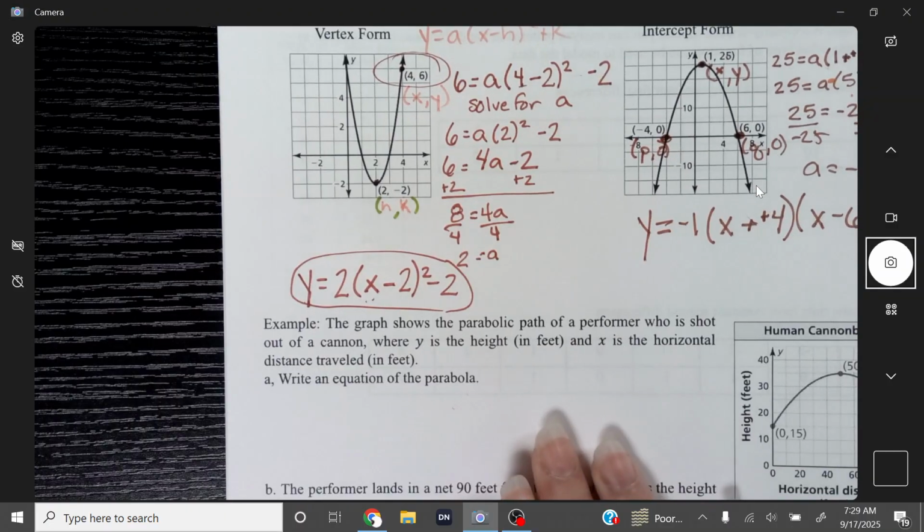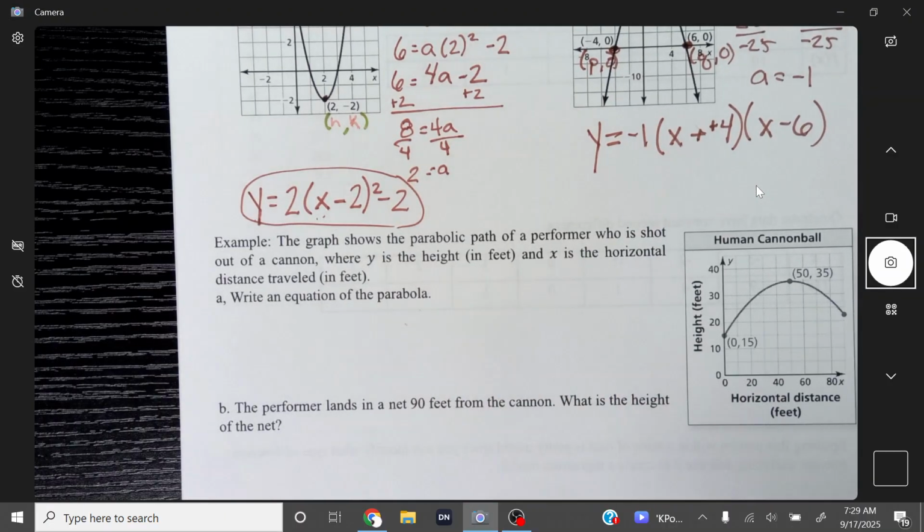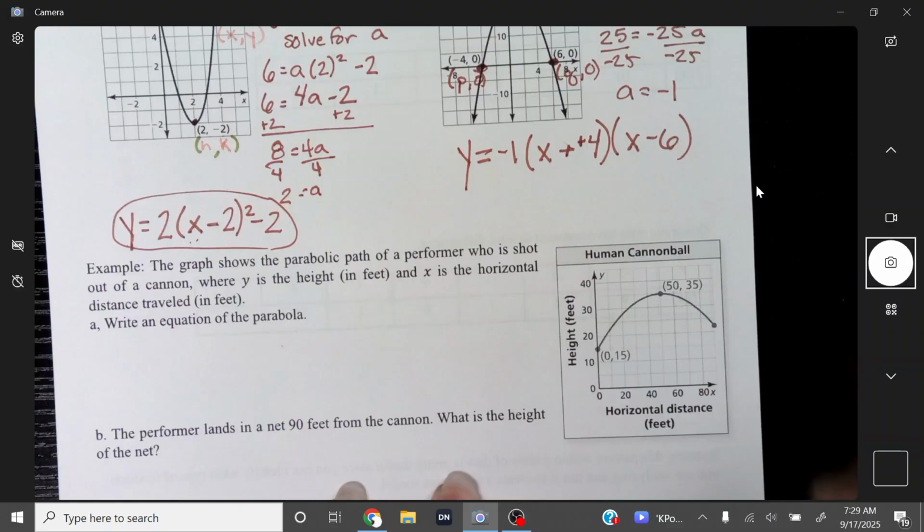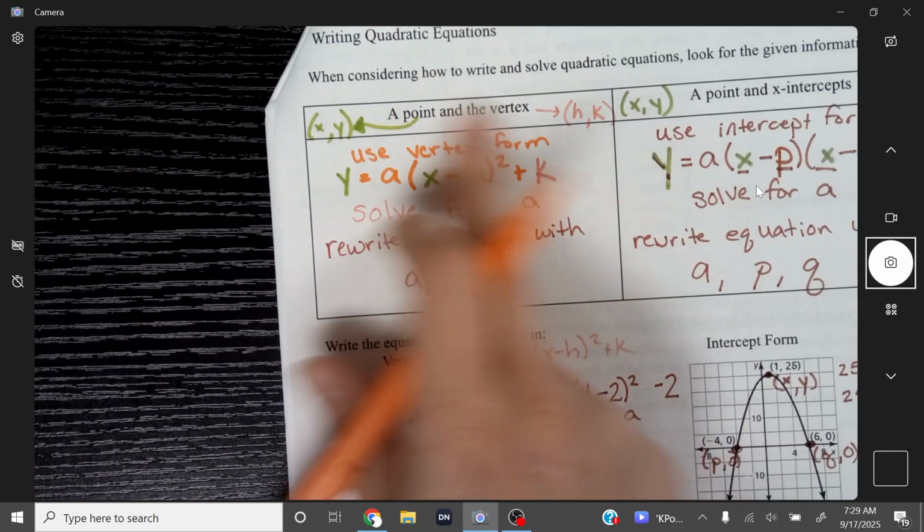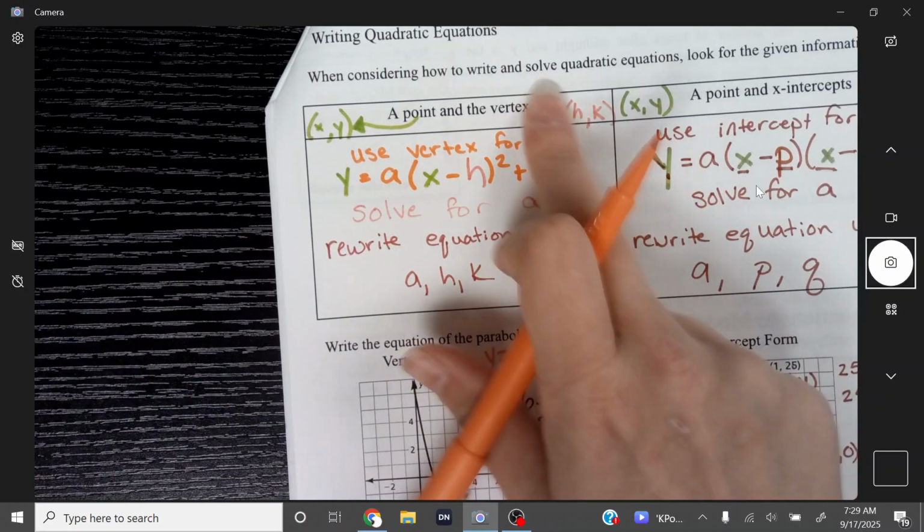So, looking at this third example here, the graph shows the parabolic path of a performer who is shot out of a canyon where y is the height in feet and x is the horizontal distance traveled in feet. Write an equation of the parabola. So we need to look. I am given the vertex and I'm given another ordered pair. If you're given the vertex and another ordered pair, you are using this form.